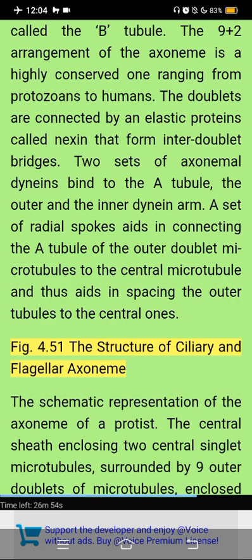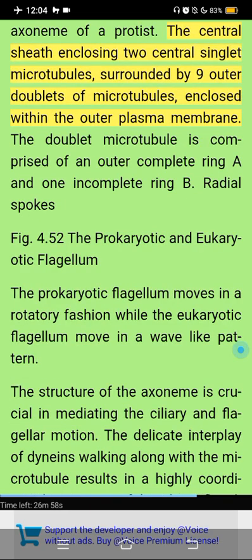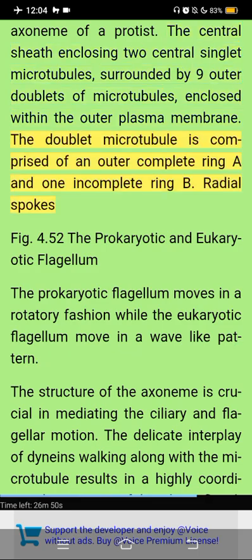Figure 4.51 The structure of ciliary and flagellar axoneme. The schematic representation of the axoneme of a protist. The central sheath enclosing two central singlet microtubules, surrounded by 9 outer doublets of microtubules, enclosed within the outer plasma membrane. The doublet microtubule is comprised of an outer complete ring and one incomplete ring B, and radial spokes.